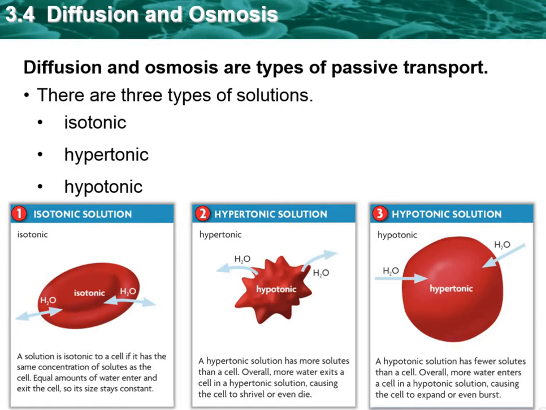So that's what it's showing down here. Again, when it's an isotonic solution, notice that the water is moving both in and out. Hypertonic, with the solute outside, the water is going to be moving out to make it equal. And then with hypotonic on the outside, the water is going to go into the cell so that it is once again in equilibrium, or balanced.